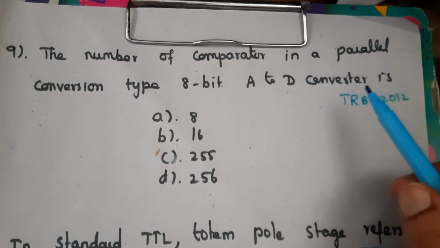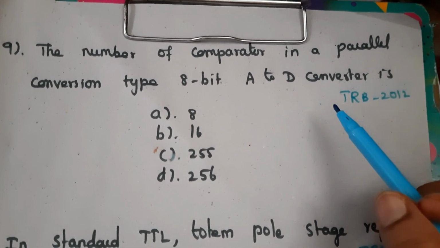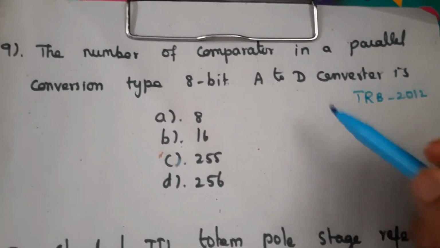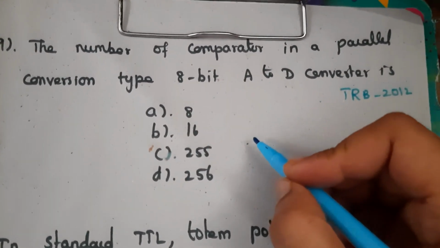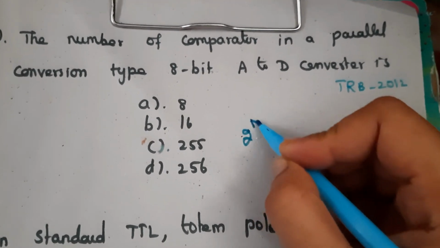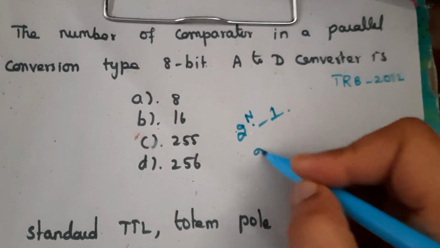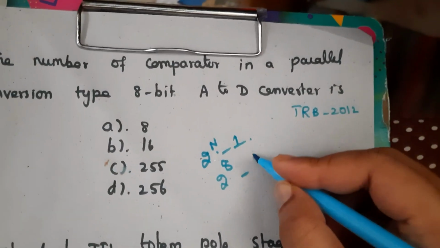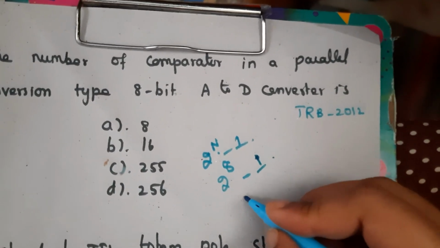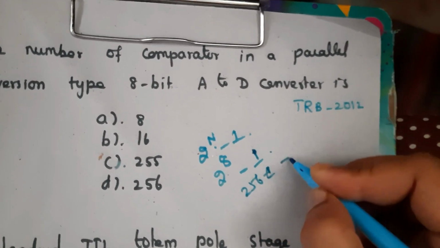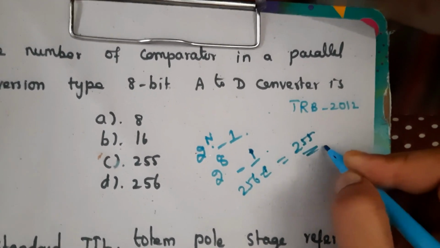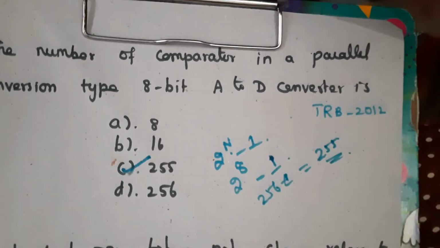The number of comparators in a parallel conversion type 8-bit A to D converter is, the number of comparators we can find using the formula 2 power n minus 1, and here n is 8 bits. So we have 2 power 8 minus 1. So here the answer is 256 minus 1, that is equal to 255. So here the answer is C.